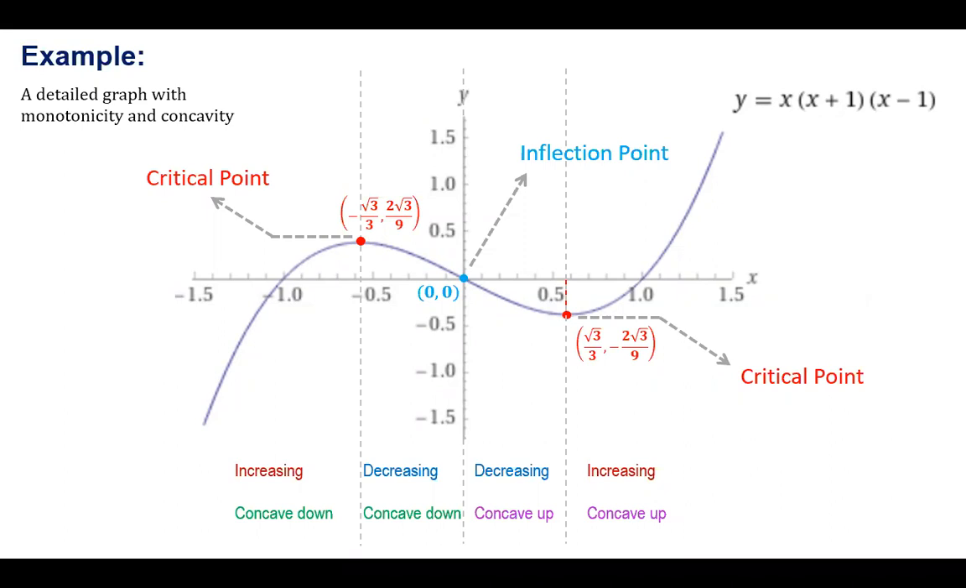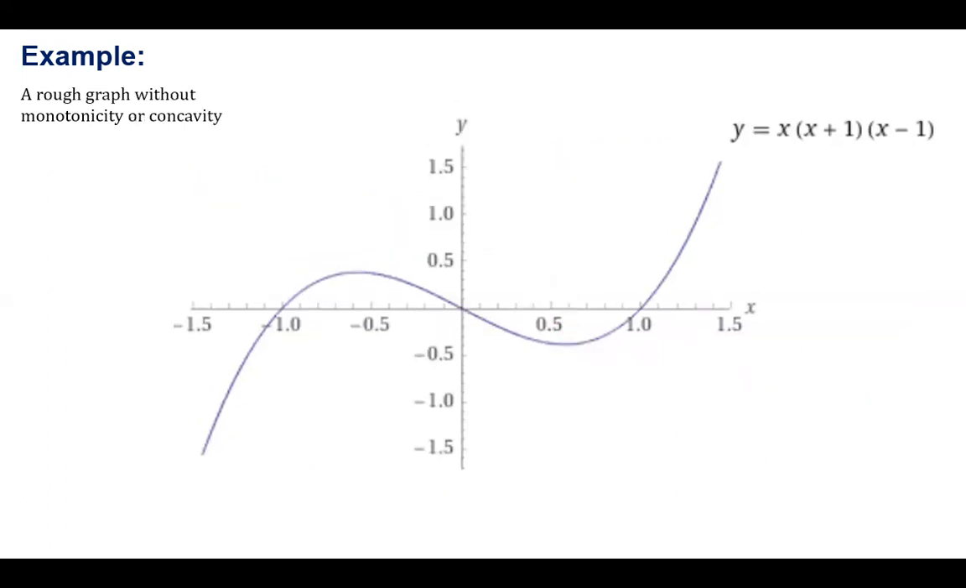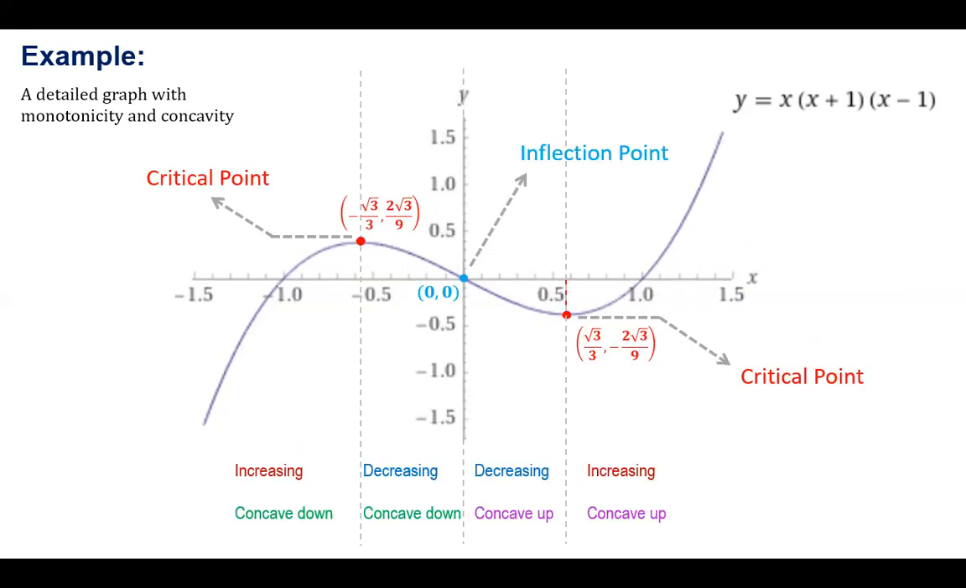Just remember to label all the critical points, inflection points, and increasing intervals, decreasing intervals, concave down intervals, and concave up intervals. Okay? If you have labeled all the elements there, your job is done. As you can see, this graph here is more detailed than the previous one, right? You understand?